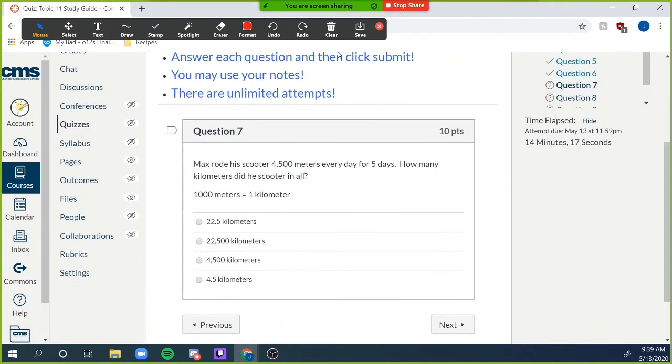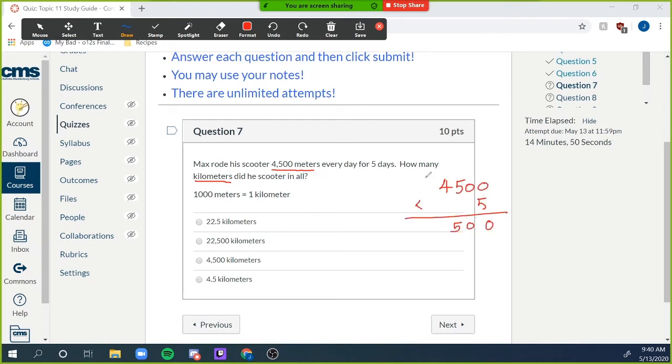Max rode his scooter 4,500 meters every day for 5 days. How many kilometers did he scooter in all? So we're going to try to figure this out. They want us to find it in kilometers, but we have our number in meters. So we can do this 2 ways. First, we're going to go ahead and try to find how many meters 4,500 times 5 is. Because if he does it every day for 5 days, we can do 4,500 times 5.